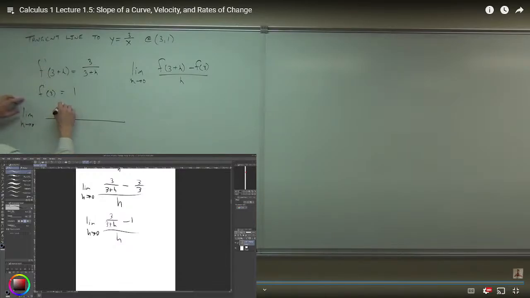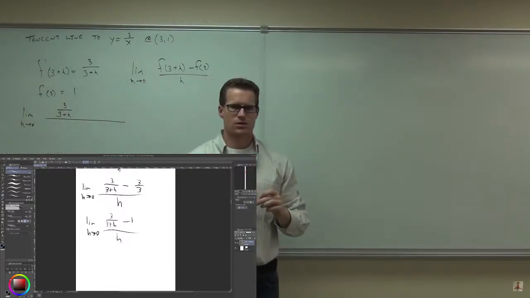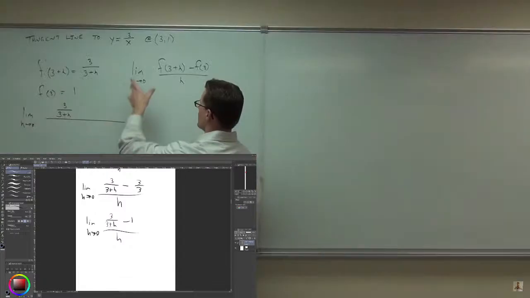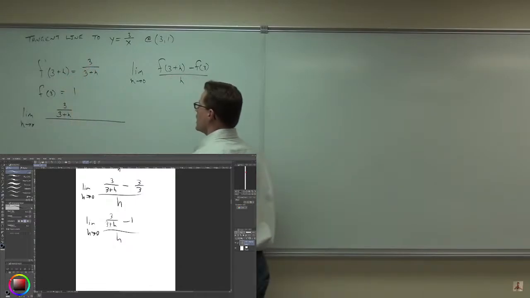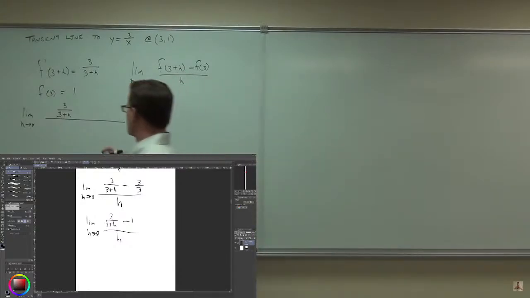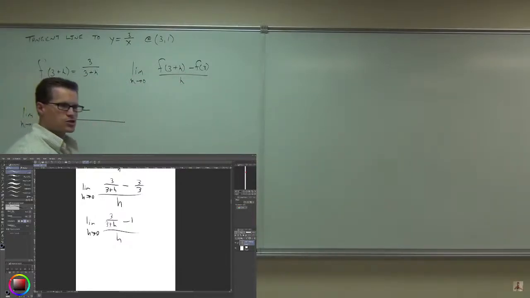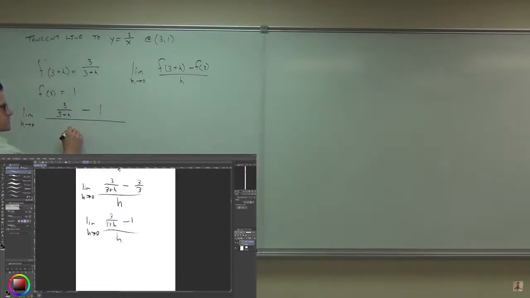Instead of f of 3 plus h, please tell me quickly, what am I going to have instead of f of 3 plus h? Are you okay on the 3 over 3 plus h? Now you see where this is coming from? So instead of f of 3 plus h, I have 3 over 3 plus h. Then am I going to have a plus or minus? The formula says minus. Minus how much? 1. Yeah, f of 3 is 1. All over what, folks? And don't forget that h.